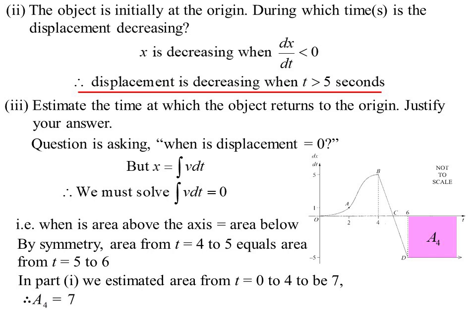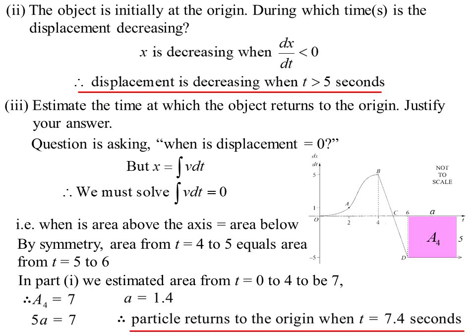I've just called it area 4 because it's the 4th shape. When is that equal to 7? Now I know the height of the rectangle, it's 5. Oh, 5a equals 7, a equals 1.4. But remember, I've got to add it on to the 6, so it's after 7.4 seconds. That's when it will return to the origin.